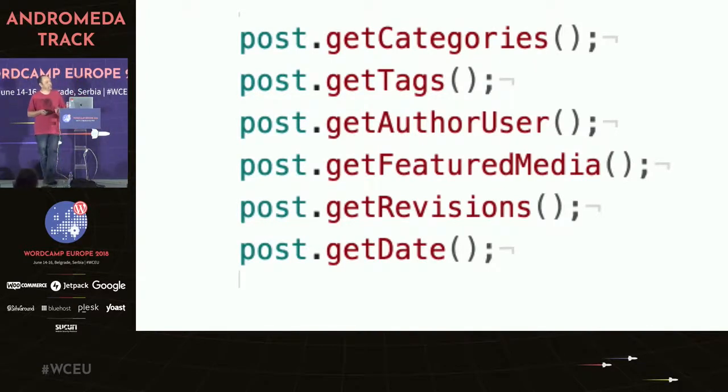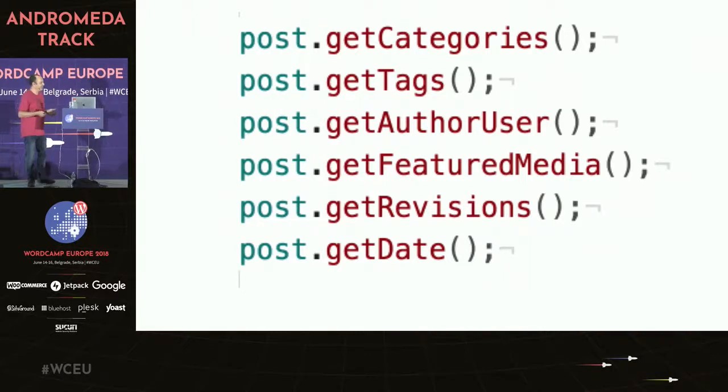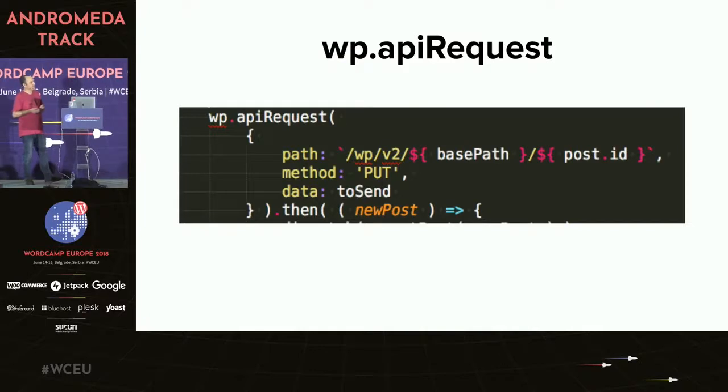There's also these nice helpers. So you can get all of the connected objects that come with a post: the categories, the media, the tags, the user. These helpers just work behind the scenes to grab the additional data. At a lower level, we have wp.api.request. This is used just to make a straightforward request to the API. But it also handles the authentication nonces and so forth. It also knows where to make the request to. So it handles some of the underlying details that you need to make a request with JavaScript to the API.